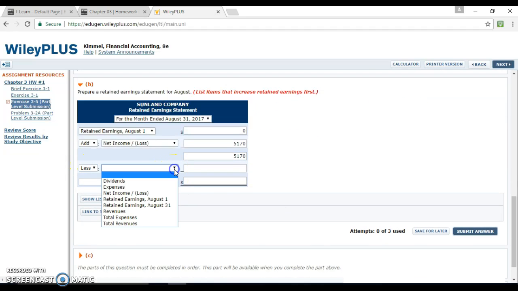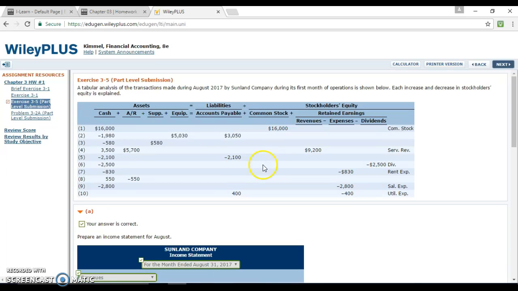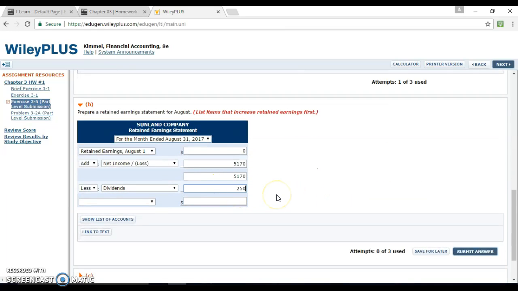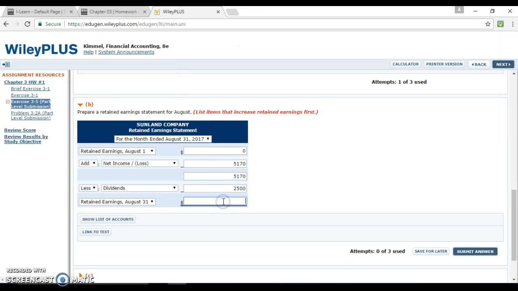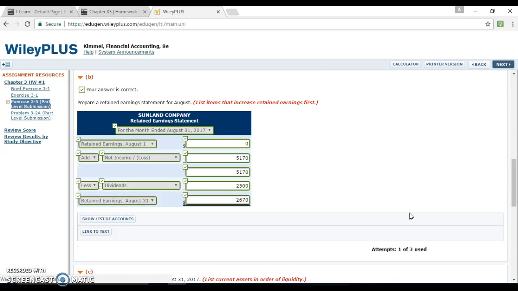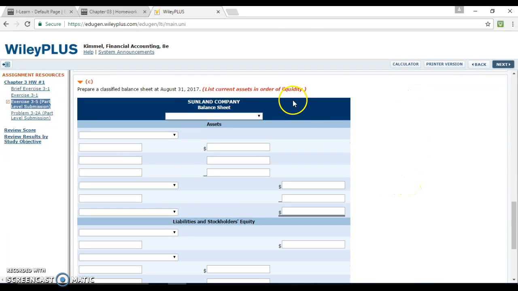Then we're going to do less any dividends paid. We'll go back up to our chart up here. And as we can see here, we paid out $2,500 in dividends. So we're going to put the $2,500 here. So our retained earnings as of August 31st is the 5,170 minus the 2,500, which gives us 2,670. So we'll go ahead and submit that. Yay, we're correct.